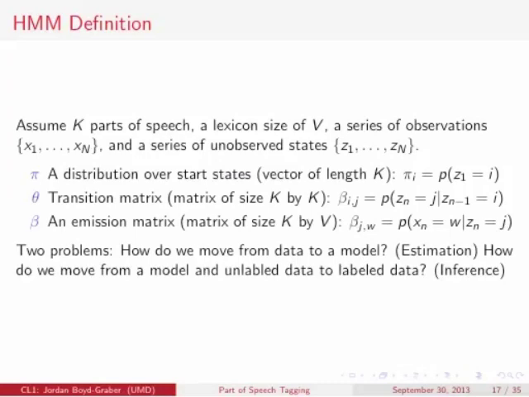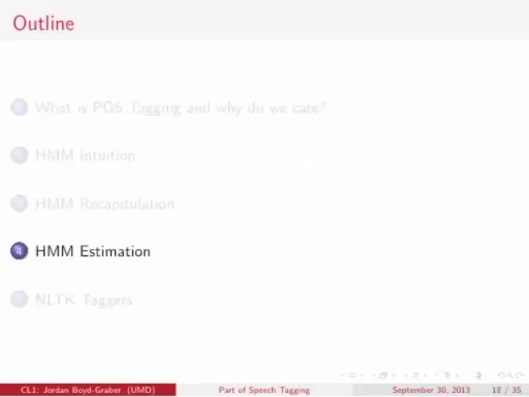What I want to talk about now, however, is two problems that are a little bit more realistic. So, given a bunch of data, how do you estimate a model? The other problem is, once you have a model, how do you then take unlabeled data and tag it with part-of-speech tags? So let's first talk about estimation.